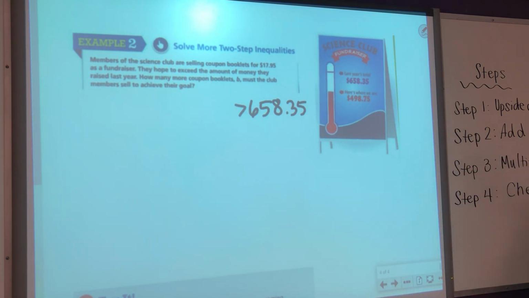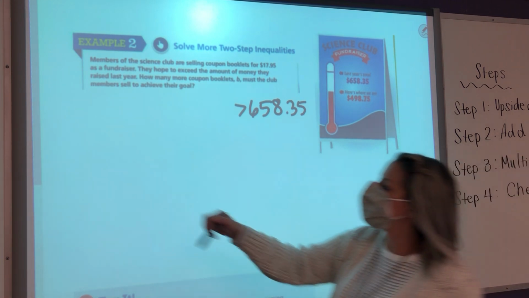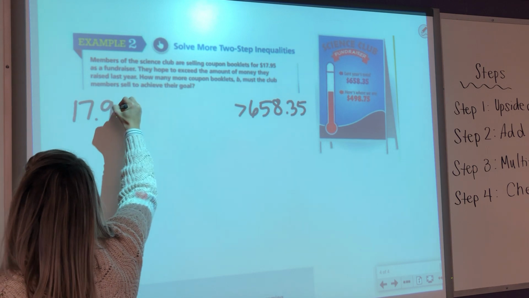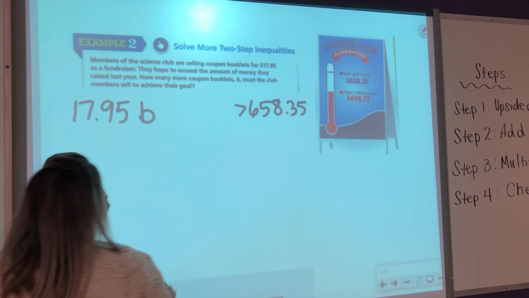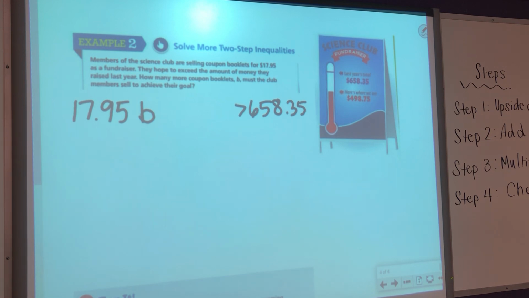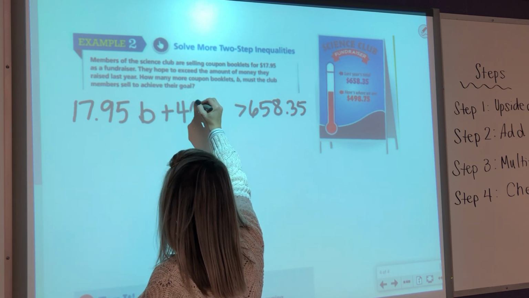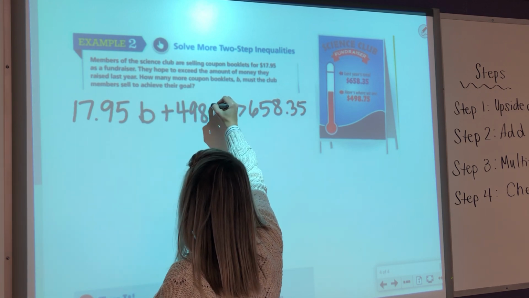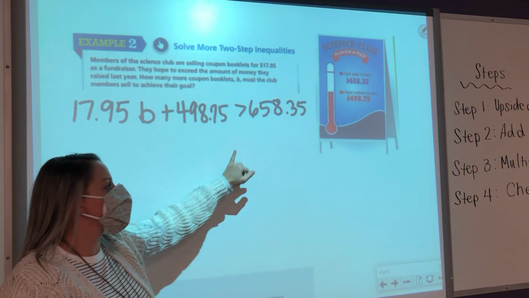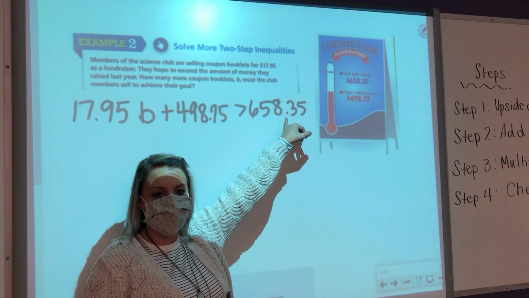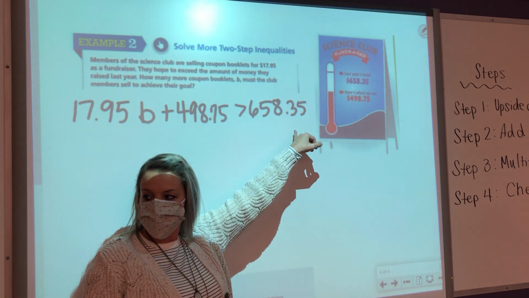How much is each coupon booklet? $17.95. So $17.95 for one. What operation are we going to do to figure it out? We're going to multiply. Very good. Then how much do we already have? $498.75. So when we add these two values, we want to be greater than $658.35. Okay?